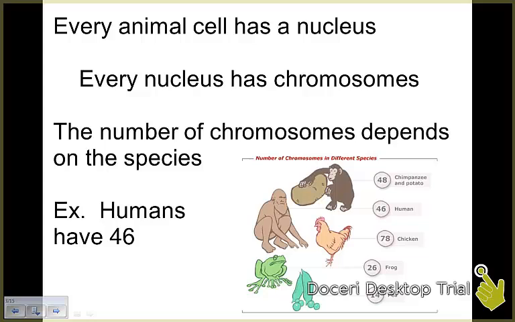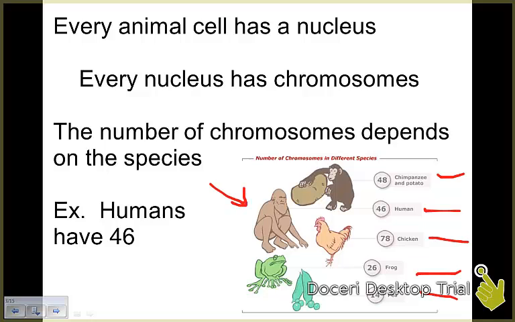So, humans have 46 chromosomes, and you can see humans have 46. The chimpanzee and the potato have 48. Chickens have 78. Frogs have 26. And the pea has 14.